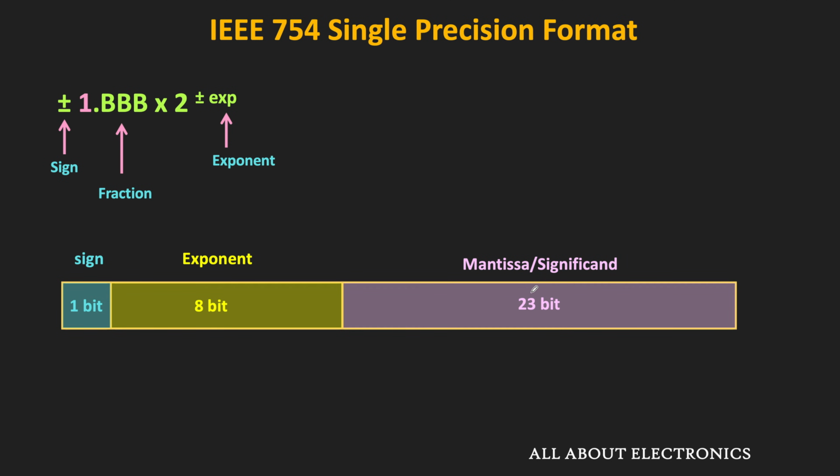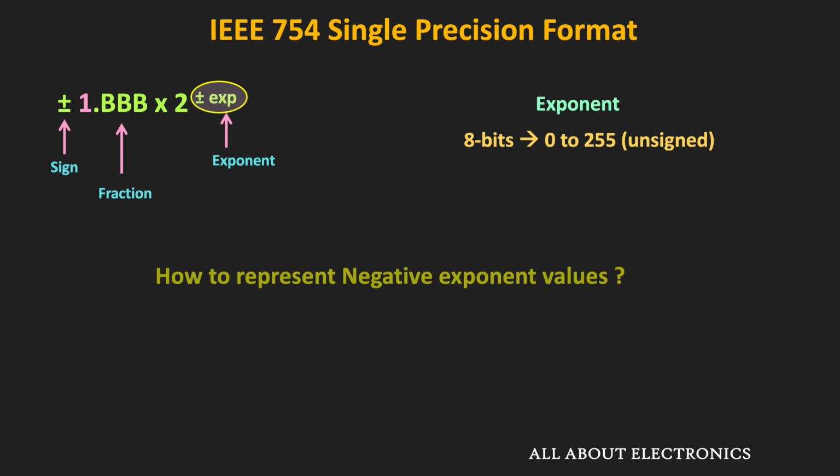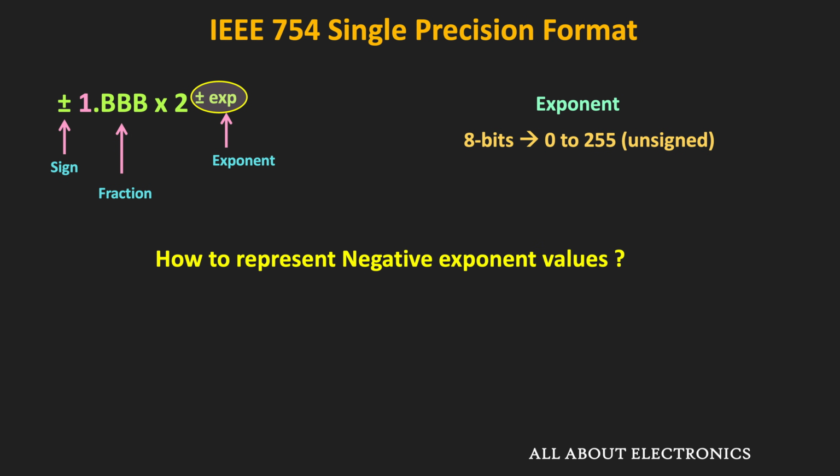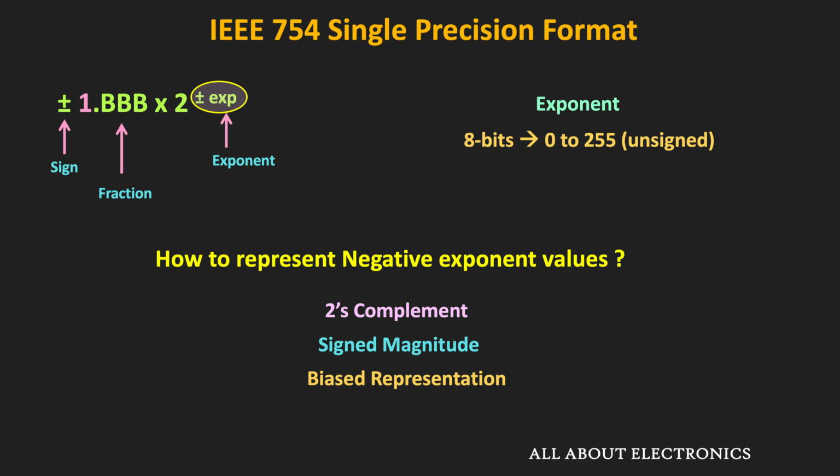As you can see, in these 8 bits, we can represent any unsigned integer between 0 and 255. But here, the exponent part can be either positive or negative. So the question is how to represent the negative values of the exponent. We know that there are different ways for representing negative numbers. It can be represented in the 2's complement form, or in the sign magnitude form, and similarly, it can also be represented in the biased representation. Here, in this IEEE 754 standard, the exponent value is represented using the biased representation.